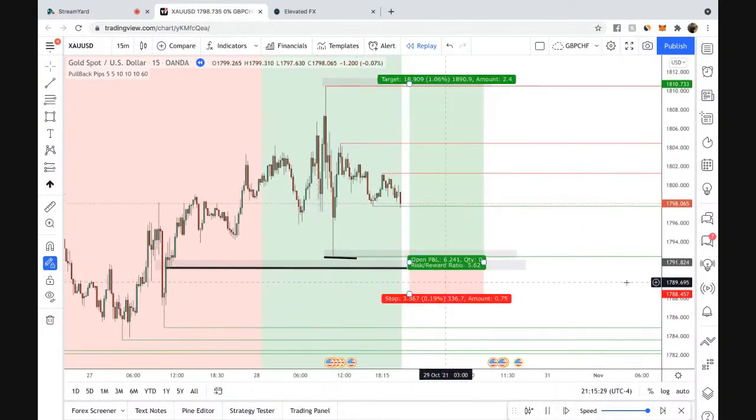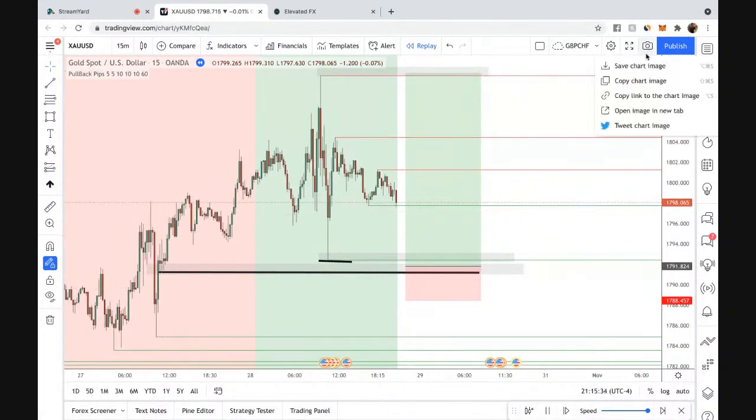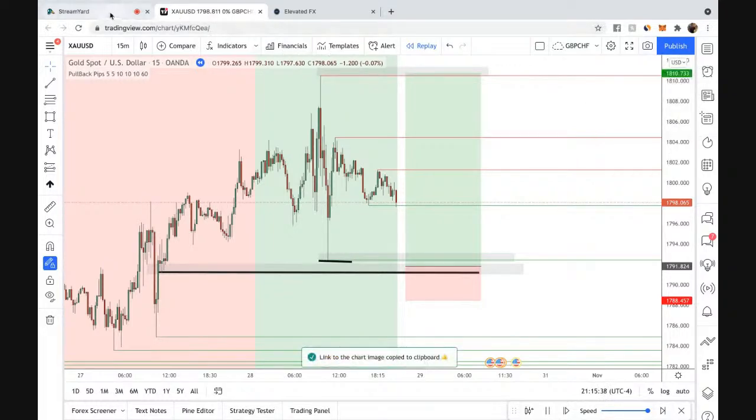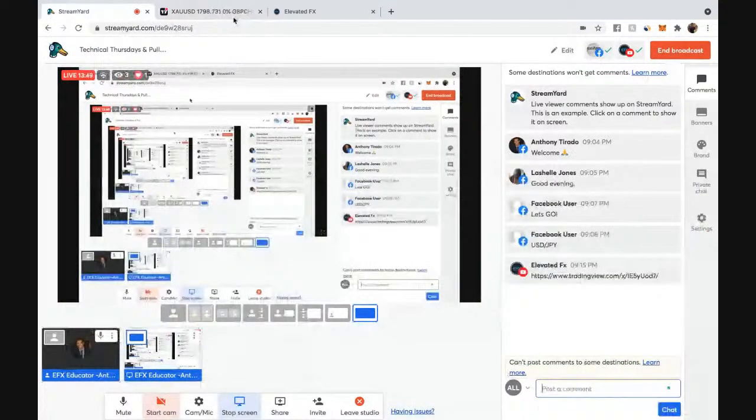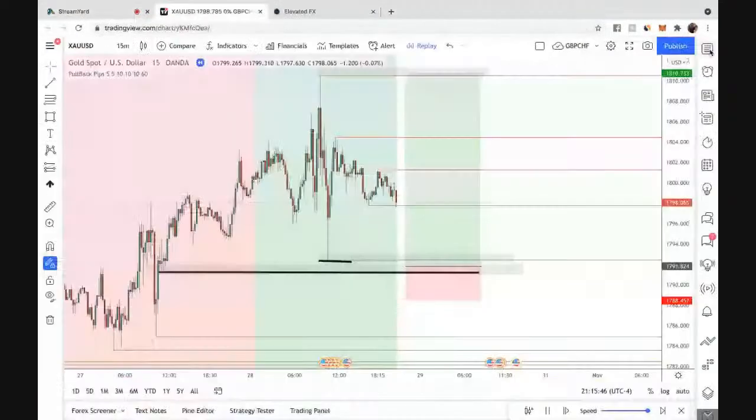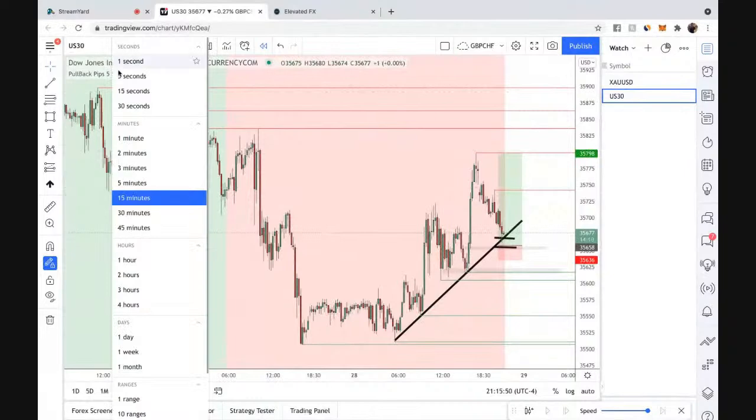I'm going to just drop this screenshot. All right, let's see what charts you guys mentioned. You guys mentioned USD JPY. All right. Let's look at USD JPY. Give me 1 second. My bad.